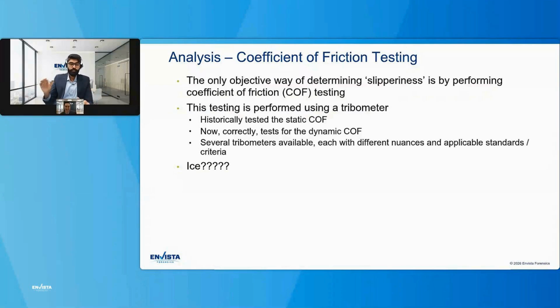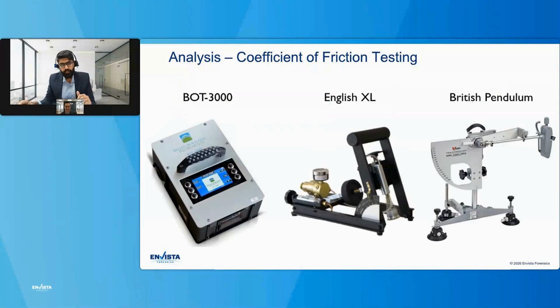Walking is a dynamic process, so correctly we should be measuring dynamic coefficient of friction. And there are several different types of instruments, tribometers, available for this objective. Individually, we'll take a look at all of these equipment and their working principles.